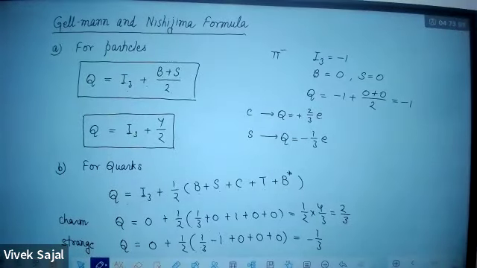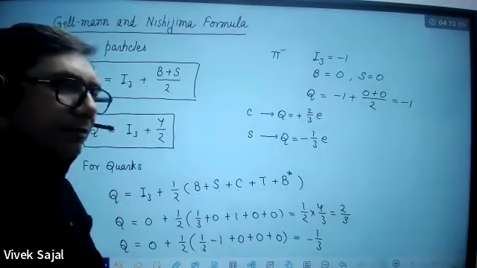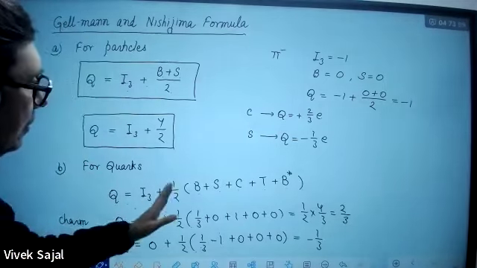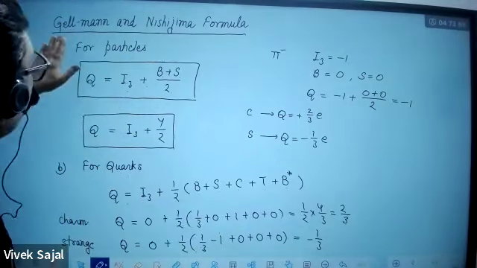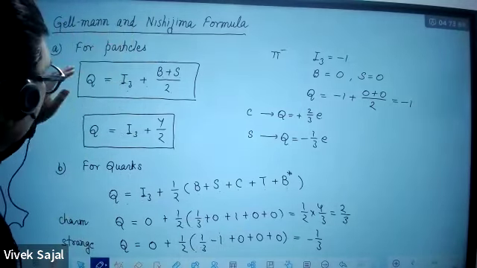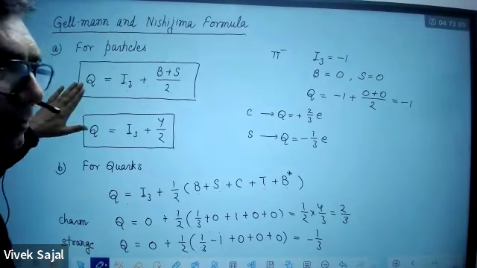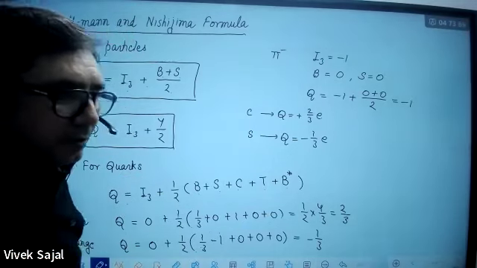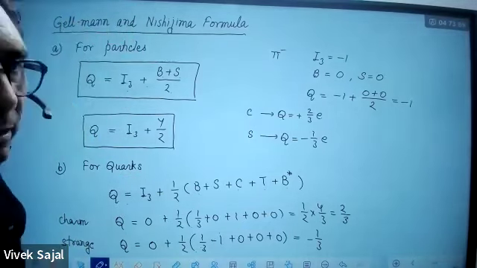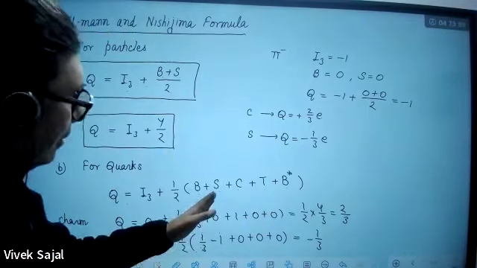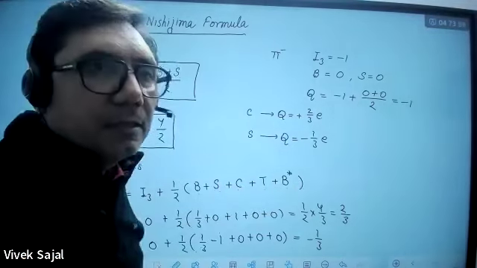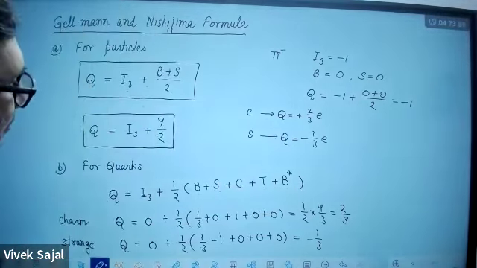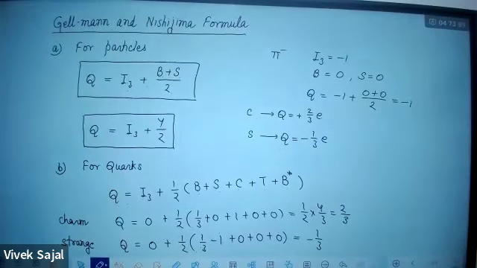In this way, you can find out the charge on any of the particles if you know these numbers. So Gellmann and Nishijima, with their formula, have connected the charge carried by a particle with various numbers: baryon number and strangeness number. For quarks, they included three more numbers, C, T, and B star. So this is known as Gellmann-Nishijima formula. Please note it down.